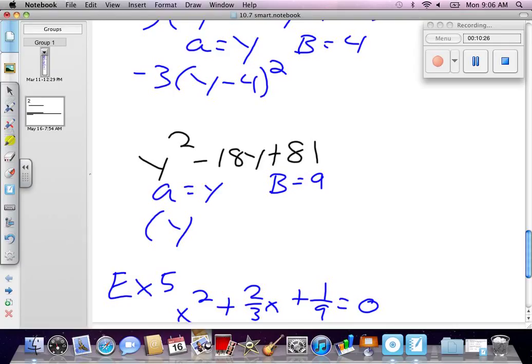You see A squared minus 2AB plus B squared. What does it say on the other side? It says A minus B. So it's y minus 9, squared. And that's all you're doing. Once you have A and B, you plug it in to the stuff on the right-hand side of the equal sign.